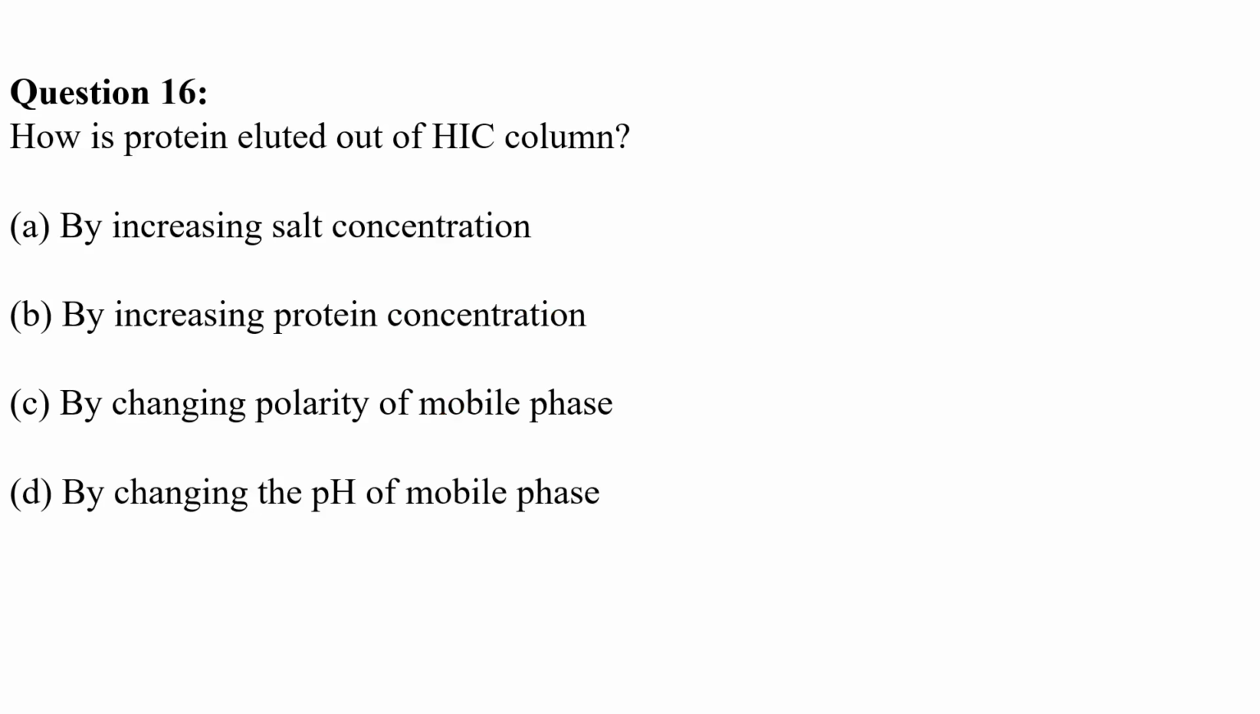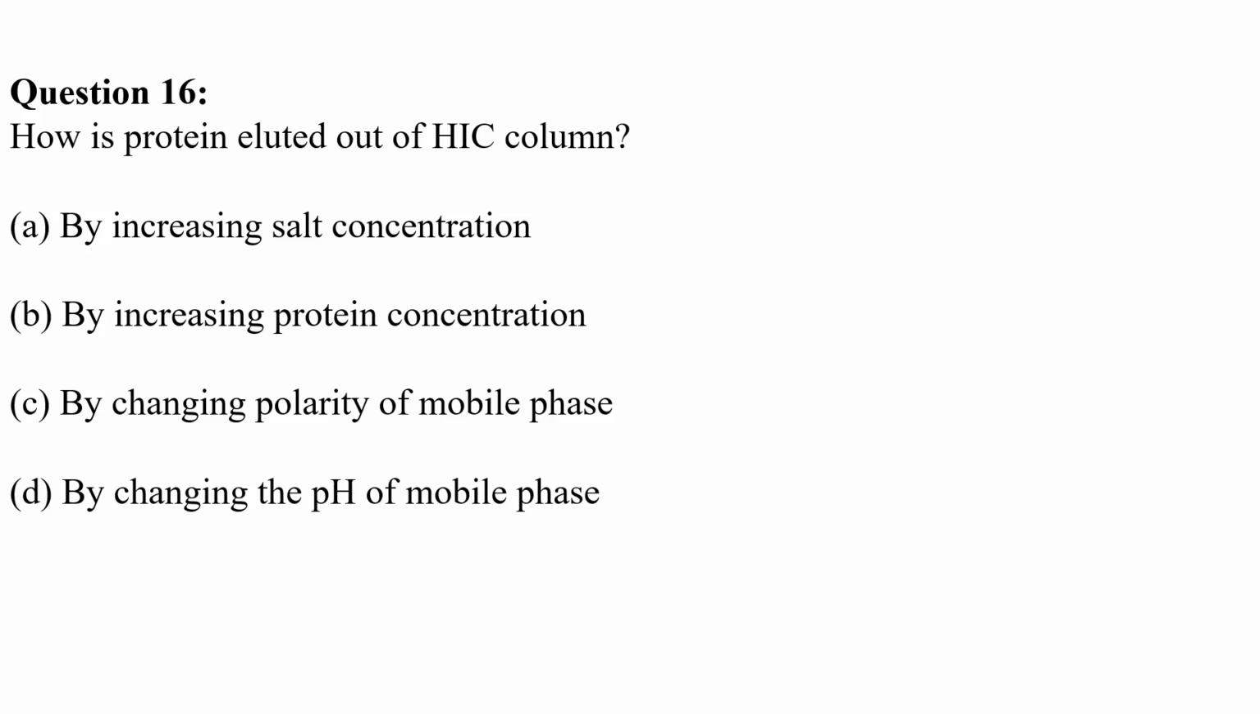Question number 16. How is protein eluted out of the HIC column? Option A, by increasing salt concentration. Option B, by increasing protein concentration. Option C, by changing the polarity of the mobile phase. And option D, by changing the pH of the mobile phase. So I told you HIC is based on the hydrophobic interaction. So you know how binding is happening.